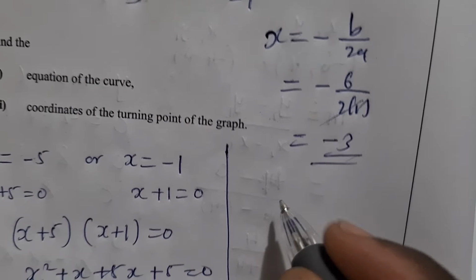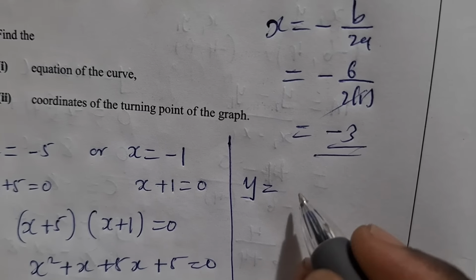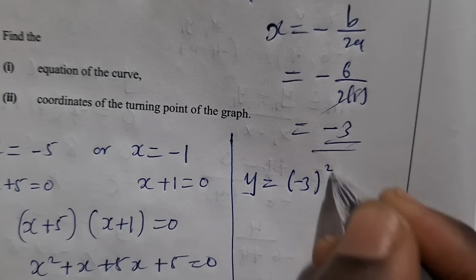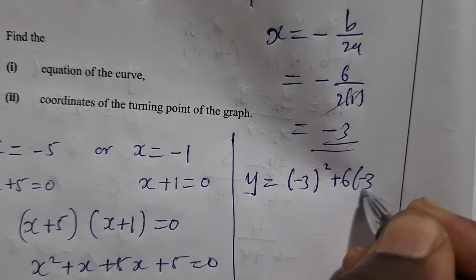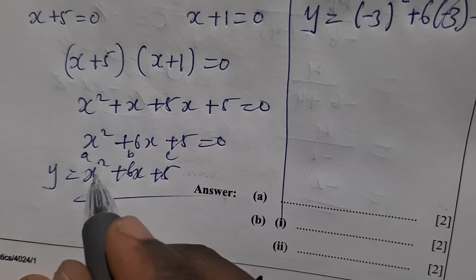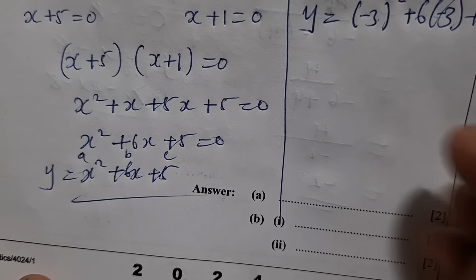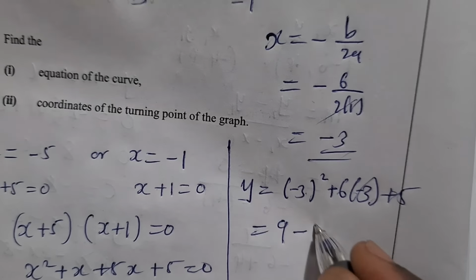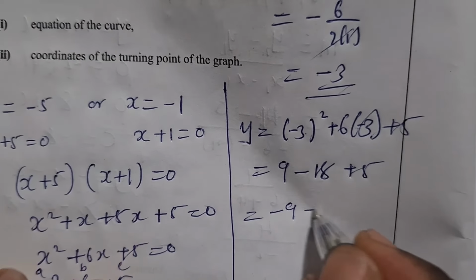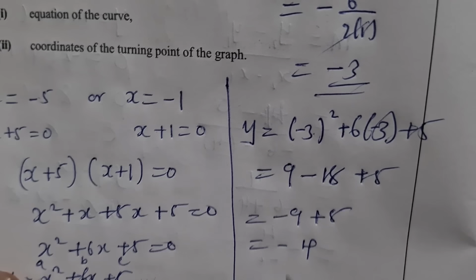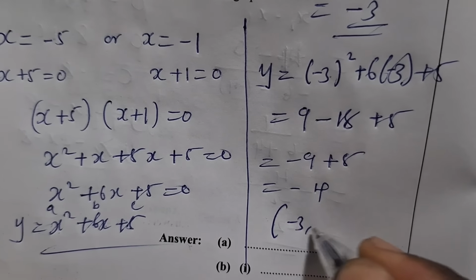Okay. So the next thing is to find the y value at the turning point. So this is what will happen. We substitute negative 3. Where there is x here, you put negative 3. So this is what I've done. And then you simplify. This is giving us 9 minus 18 plus 5. So this will be negative 9 plus 5. Here it's negative 4. So the turning point is negative 3, negative 4.